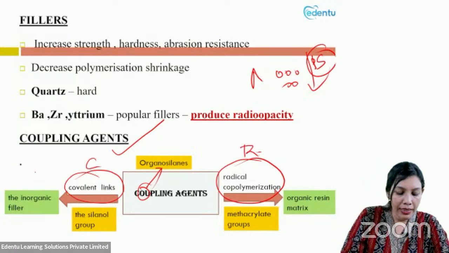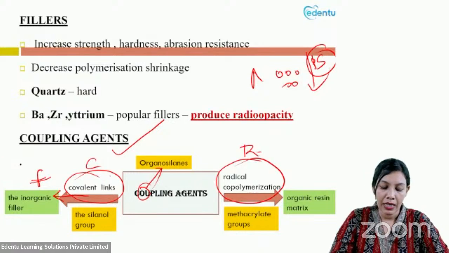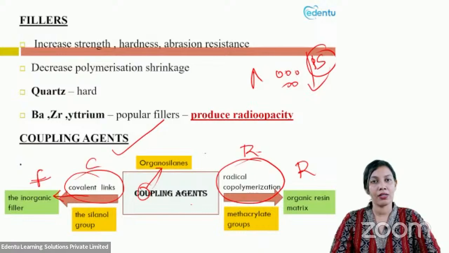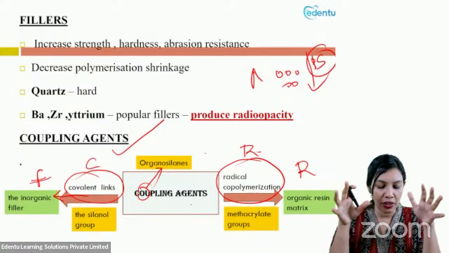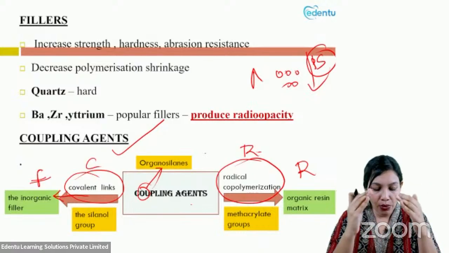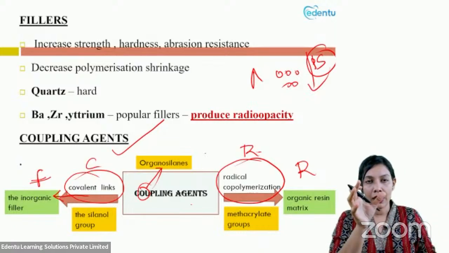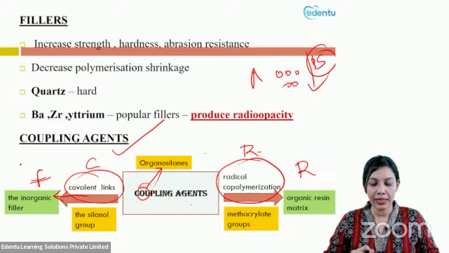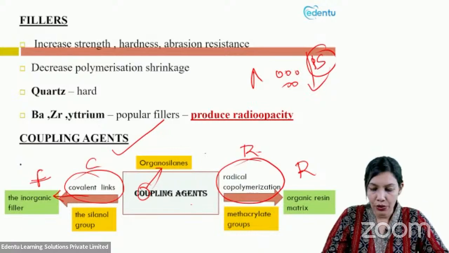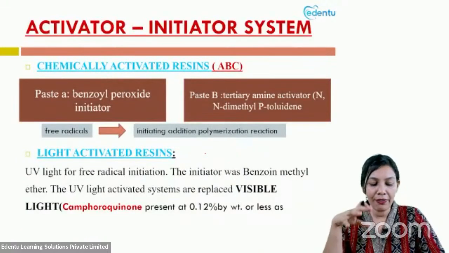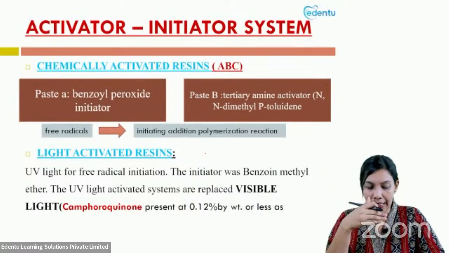So what does the covalent link do? It goes and attaches to the filler on one side. The coupling agent on the other side goes and attaches to the resin matrix. So simple. Just memorize this chart. Coupling agent, organosilane: covalent to the filler particles, radical copolymerization to the resin matrix. Hope you understood. I have already talked about this earlier.